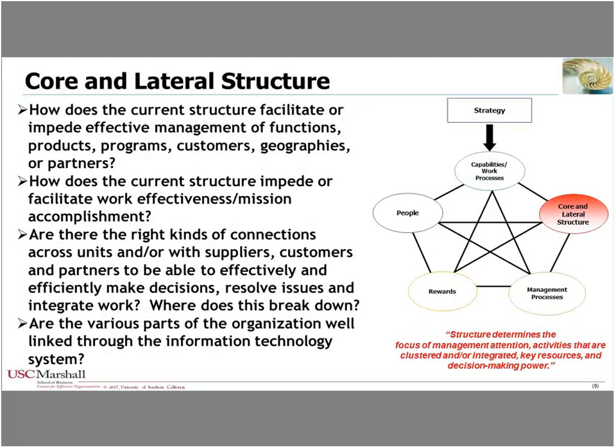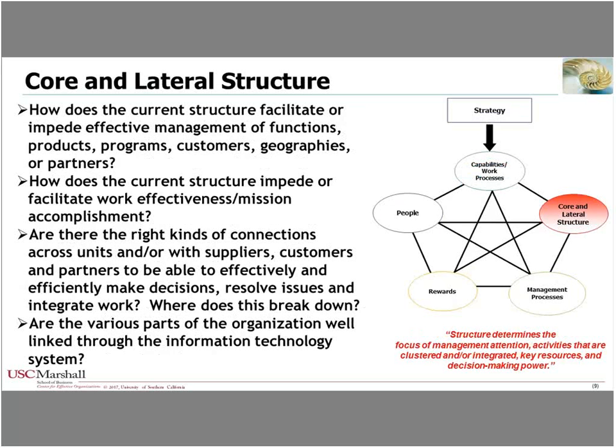Moving around to core and lateral structure, one of the things we want to be sure you walk away with is the belief that organization design is more than structure. That doesn't mean structure isn't important. It's a terribly important piece of organization design because it begins to talk about how we're going to allocate resources and people and power in the organization.